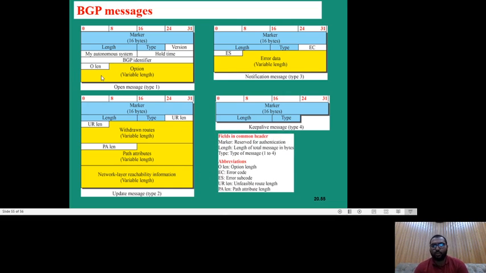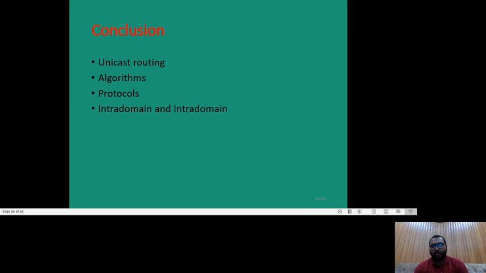Again, you can see O is used for optional length. EC, which is used in type 3, means error code. Every error has a different code, depending on the type of error. Then there can be an error subcode, which is represented by ES here, and so on. PA is short for path attribute length, which is the overall length of that particular path's attributes.